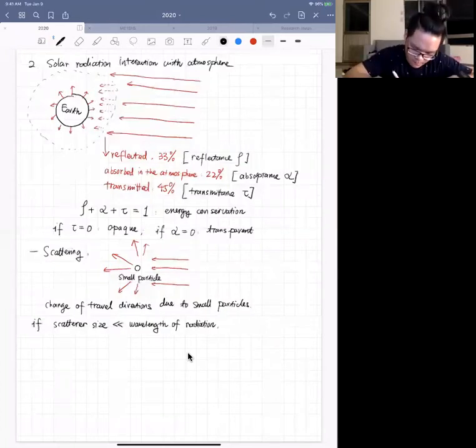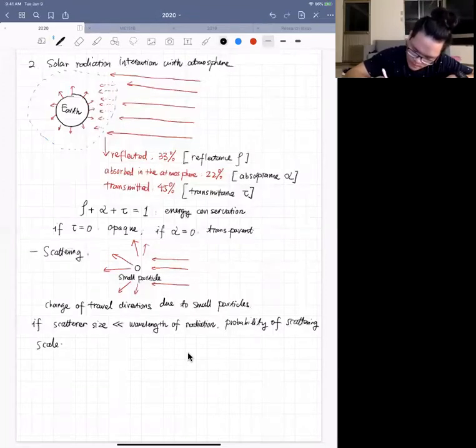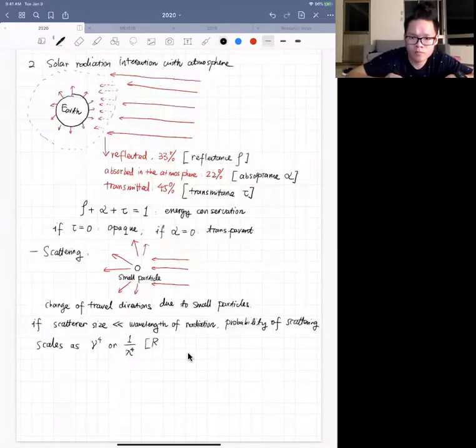then the probability of scattering, basically the chance that the incoming radiation is going to be scattered by this small object, scales as the frequency to the fourth power of the radiation, or inversely, 1 over wavelength to the fourth power. This scenario is called Rayleigh scattering.